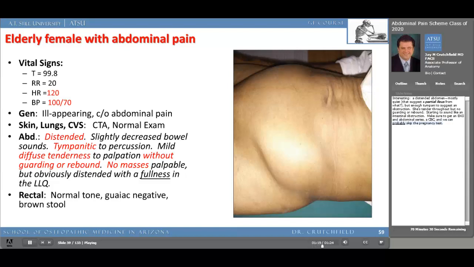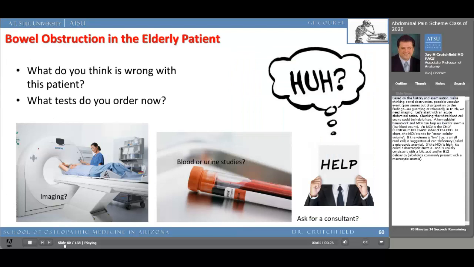So the EKG shows non-specific ST T wave changes. Her urinalysis is normal. The white count is 12,000. 86% polys and 15% lymphocytes.